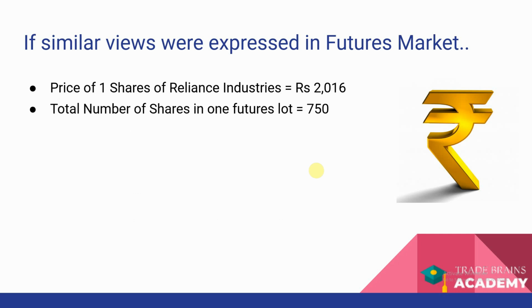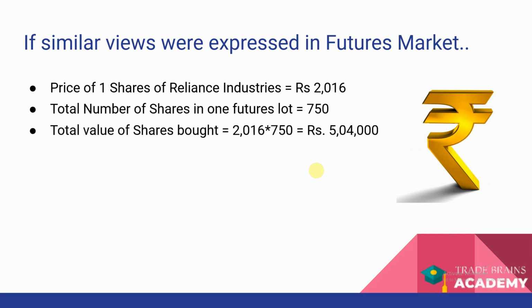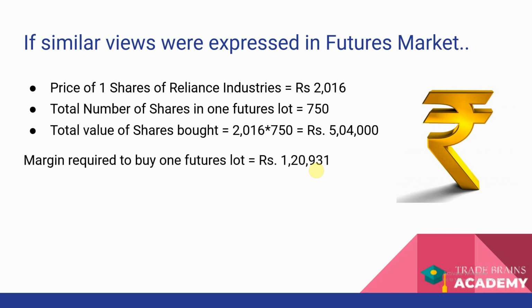The total number of shares by buying the futures lot is 750, and the total value of shares bought is again 5,04,000. But the margin required to buy one future lot is 1,20,931. This is the financial leverage I was talking about. By putting just 1,20,000 rupees in the market, you are able to buy shares worth 5 lakh rupees. So it gives you a leverage of almost 4x, a little more than that.